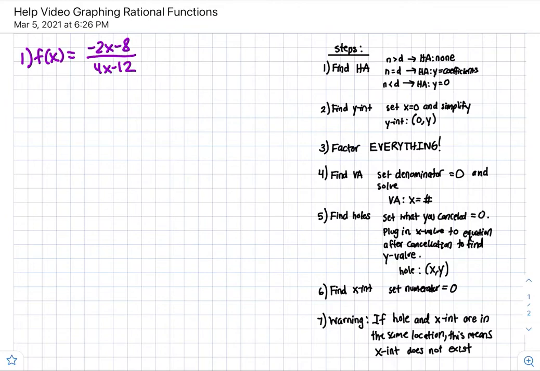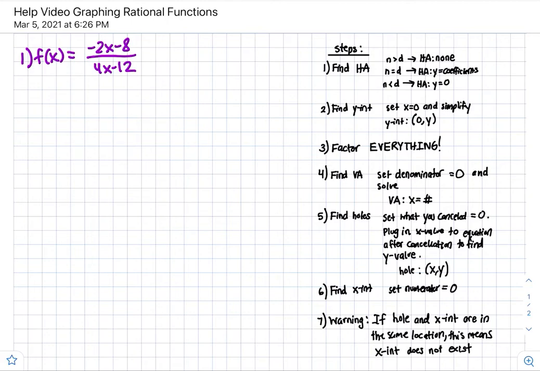Help video: graphing rational functions. In order to graph your rational functions, you need to find all 5 pieces of information: horizontal asymptote, y-intercept, vertical asymptote, hole, and x-intercept. So let's begin with the horizontal asymptote first.